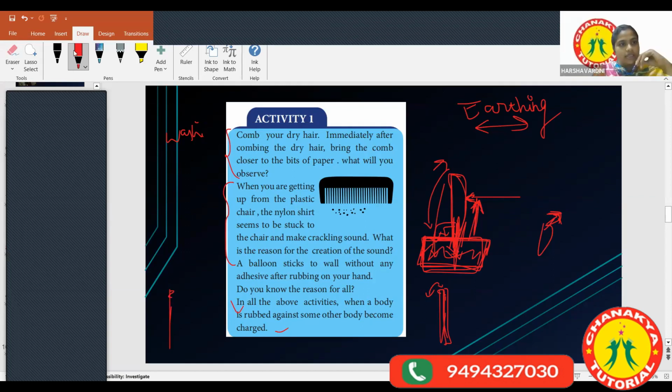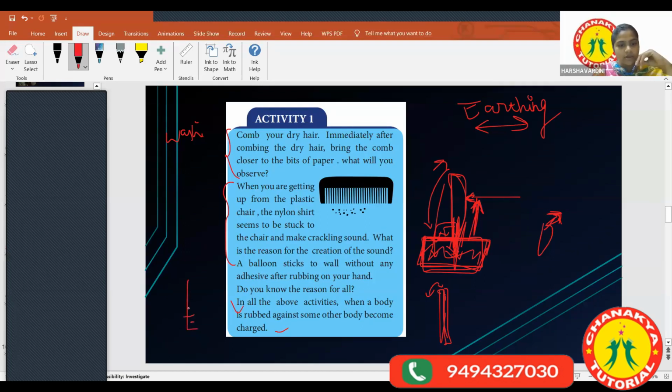So you know what actually happened? There is a comb. Remember, this is a comb, and bits of paper will be here. After rubbing the comb in your dry hair, the charges between your hair and the comb will be charged. When you place them on the paper, this charge will be imposed onto the papers. That's why the paper will start shaking.